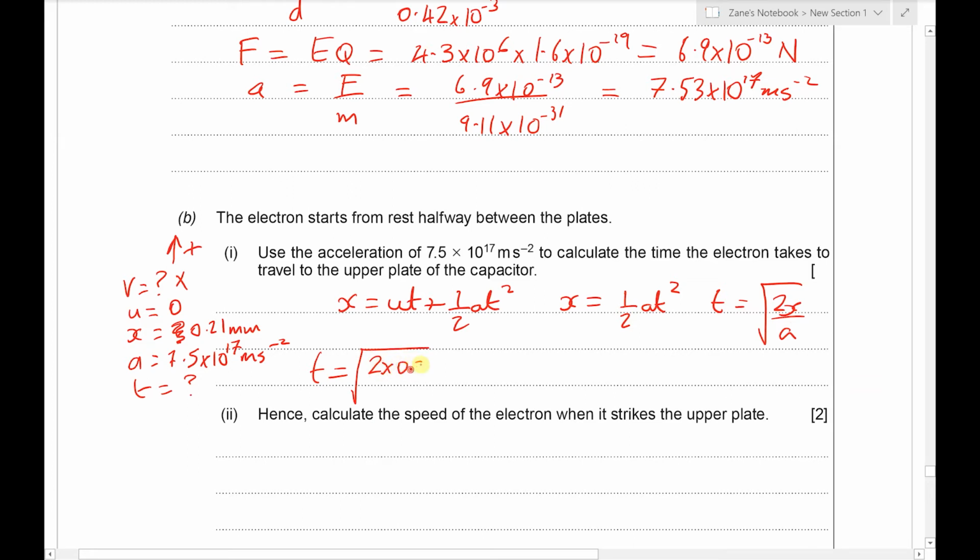2 times 0.21 millimeters, again don't forget to convert the millimeters to meters, over that acceleration of 7.5 times 10 to the 17. And I'm going to use here the exact answer from the previous part of the question. Putting those into the calculator, we get 2.4 times 10 to the minus 11.